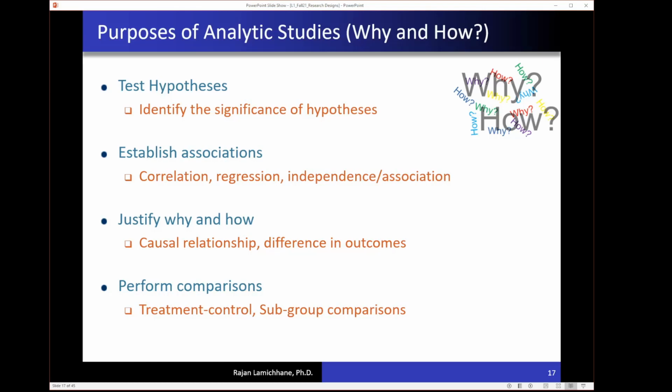Analytical studies justify why and how, and if there is a well-designed and unbiased research, then you can even draw the causal association, the causal relationship. And you can also compare differences between outcomes. You can compare two groups or more than two groups by using the analytical studies.